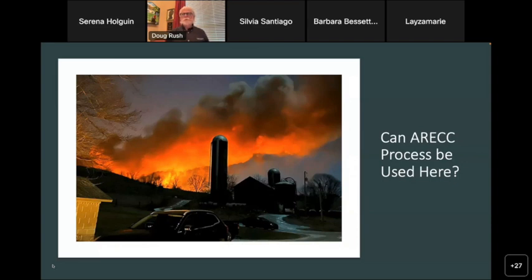A train system going through a town. I was involved in a big train wreck up in Canada several years ago, I think 2013. Could that explosion have been anticipated? Could we have recognized what the issues were up front? Could we have done evaluations before any of this happened? Yes, we can. It's all part of the PSM process.